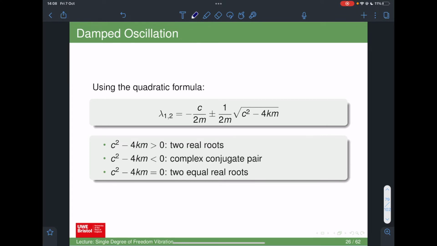then you end up with a complex number. There's going to be a j times some real number. You can swap it around, so if it's negative, you can write it as 4km minus c squared times j. So that bit will be real if that quantity is negative the other way around. So two real roots. If it's negative, then you get a complex conjugate pair.